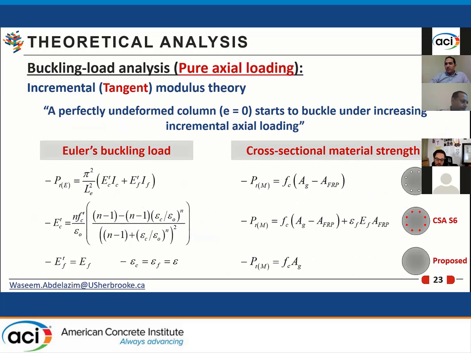In our theoretical analysis, three approaches were investigated to assess the compression contribution of FRP bars. The first approach is to ignore the bar compression contribution. The second one is to consider the bar contribution. And the third one, a proposed approach, is to replace the FRP bars with concrete.